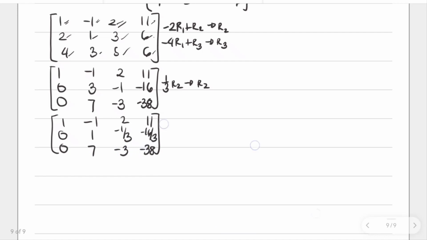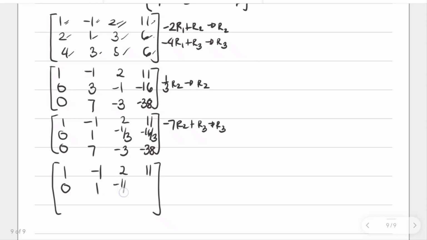Next is to multiply negative 7 to row 2, add it to row 3 for a new row 3, to make this 0. But be careful, because you have very large fractions here later. But anyway, let's do it like this. 1, negative 1, 2, 11. Next, second row is 0, 1, negative 1/3, negative 16 over 3.